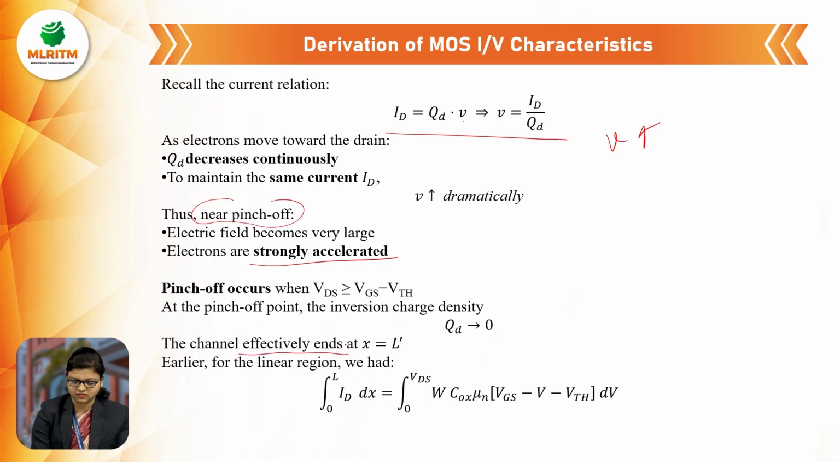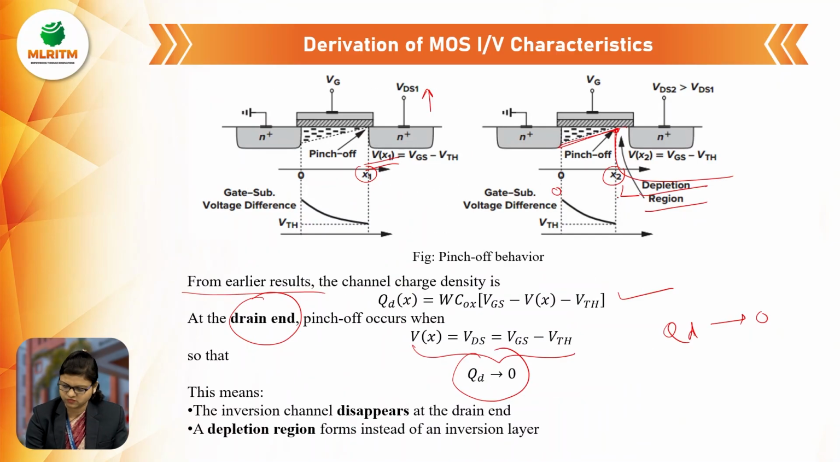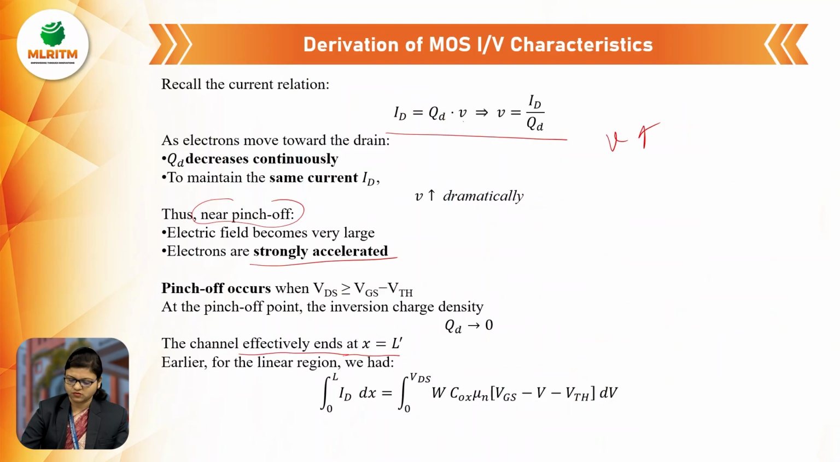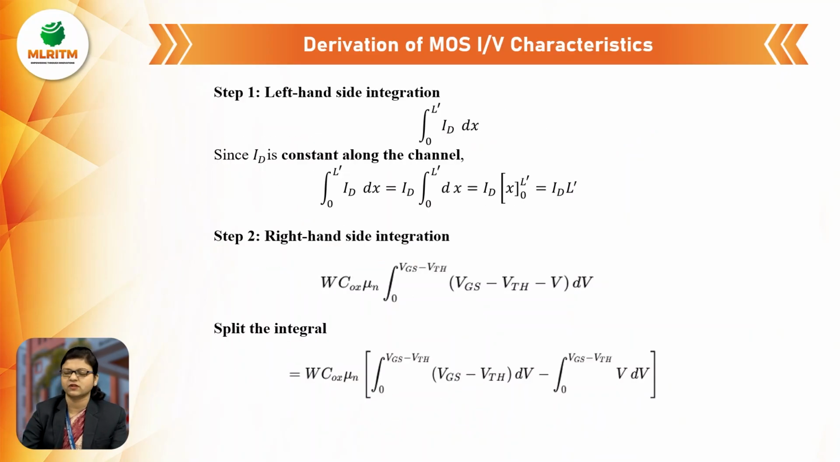Now this charge effectively ends at X equals L dash. Why have we taken L dash? Suppose your previous channel length is 0 to L. Now instead of L, the channel length is up to L dash. So now our limits will be 0 to L dash, not up to L. In the linear region we have seen this, but on the right hand side we have to consider voltage 0 to VDS, which we already have. Now on the left hand side, your length is not L, it will be L dash.